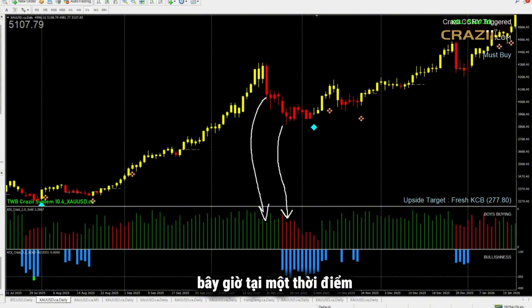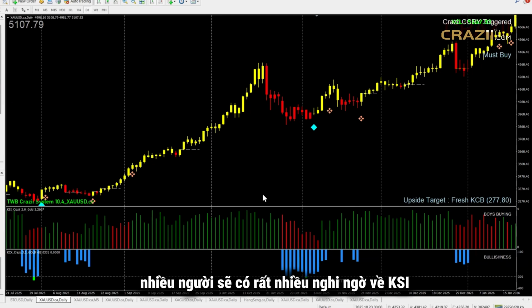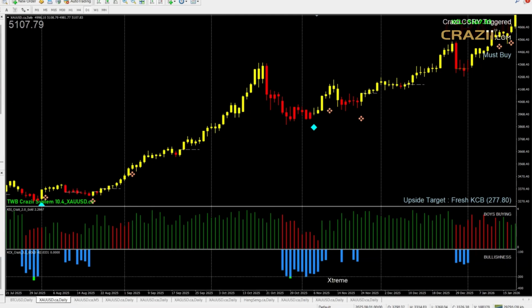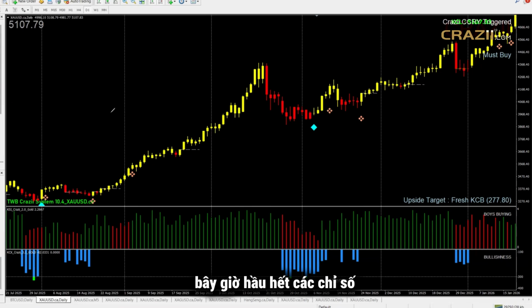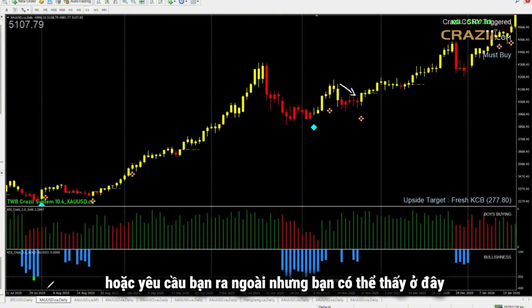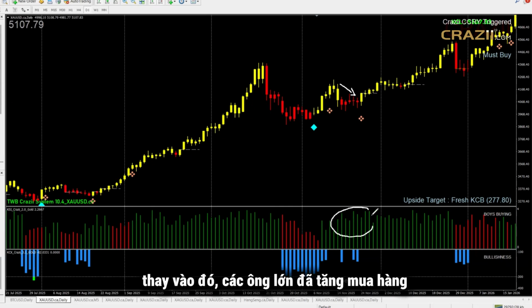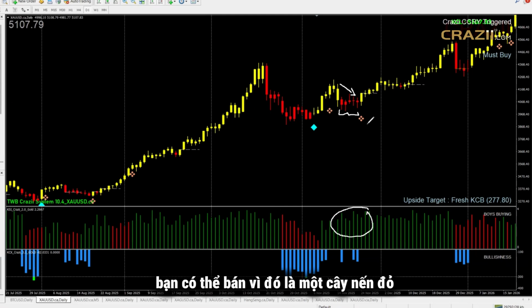Now, at one point itself, many people will have a lot of doubts on KSI, but I can tell you this actually has the highest probability structure in the Crazii system. Because it doesn't really care about price action. Now, most indicators, when the price is going down, right, over here, most indicators will be pointing downwards or asking you to get out. But you can see over here, the big boys have increased their buying instead. So over this period of time, you can sell because it's a red candle, but you sell small.